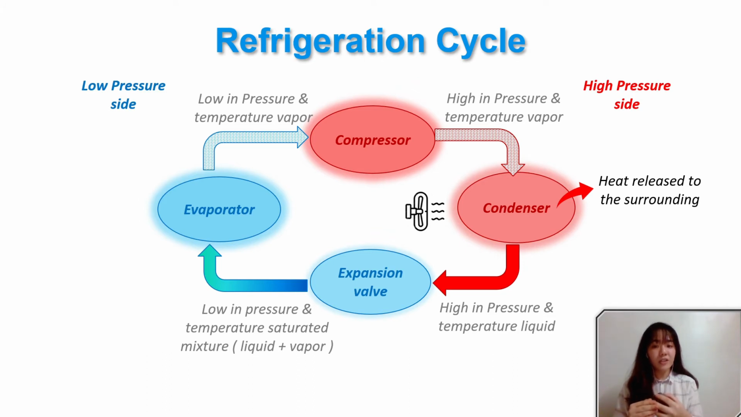Now, the refrigerant will enter the expansion valve, which helps in removing pressure from the liquid refrigerant to allow expansion, causing a change in state where it changes from liquid to a saturated mixture containing liquid and vapor, which is in a cool and chilled state. It will then enter the evaporator.